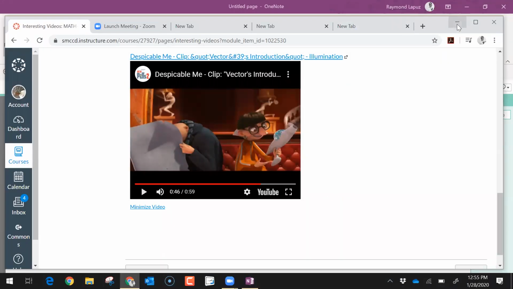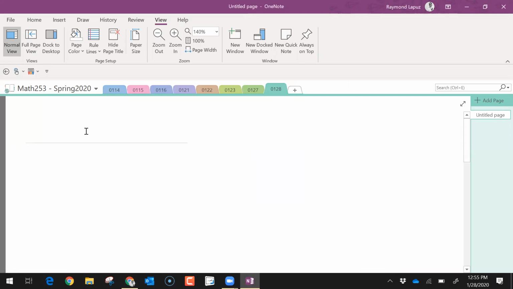All right, so we got that vector thing out of the way. So a vector is an entity, a mathematical term with direction and magnitude.